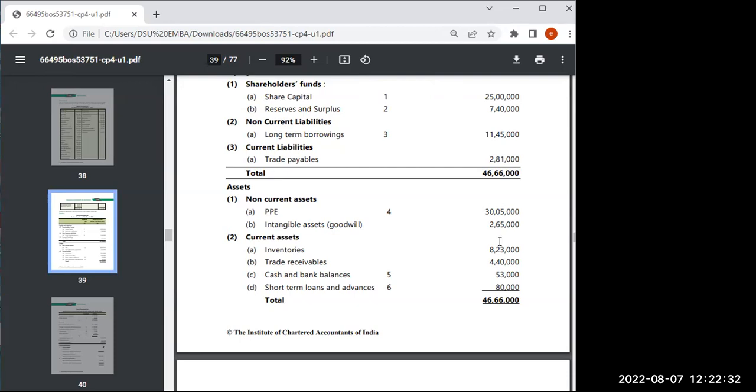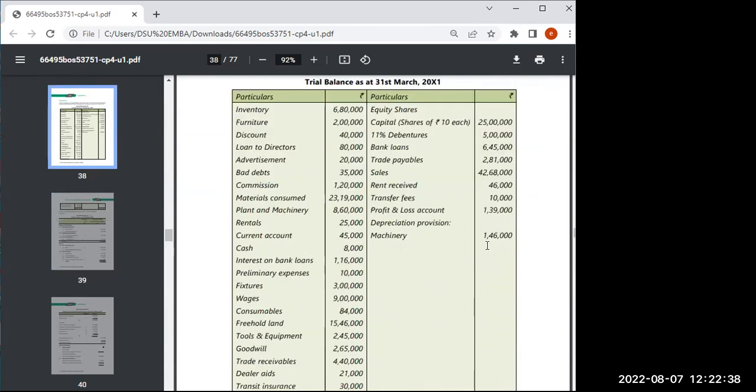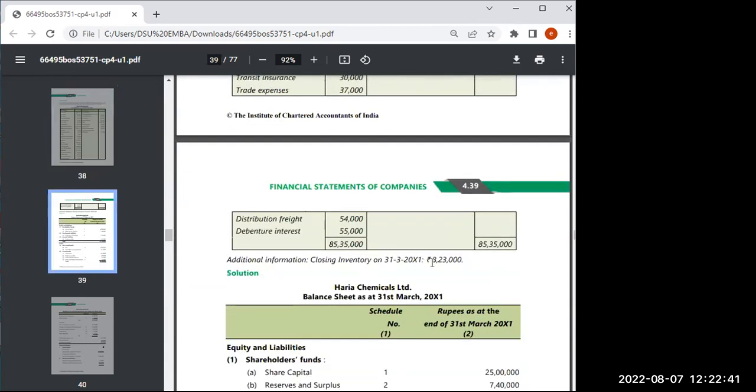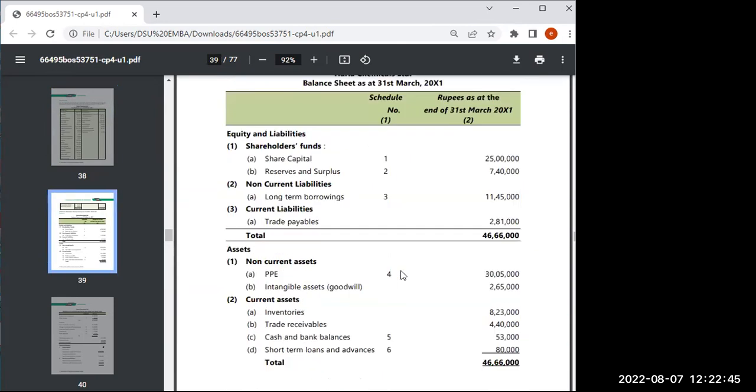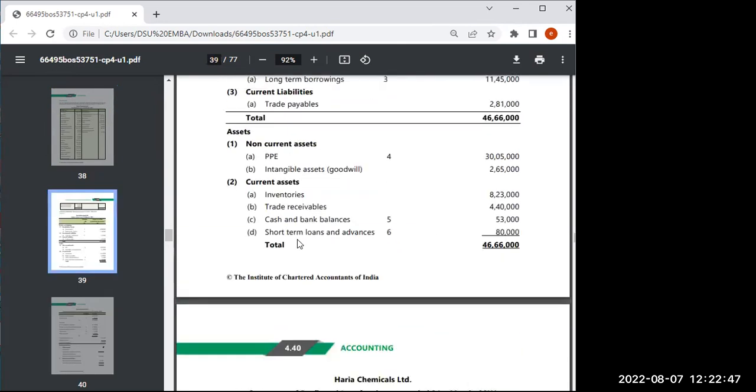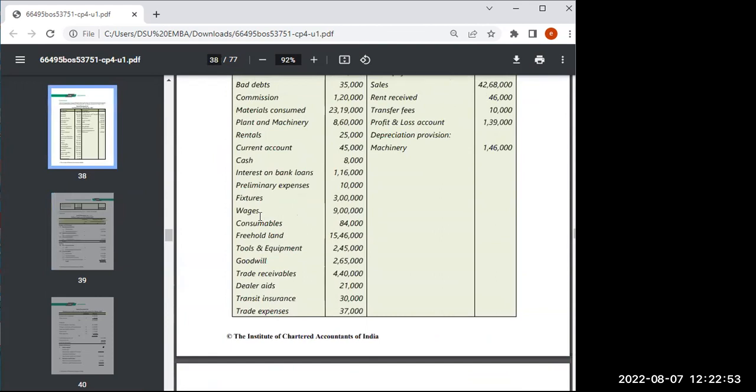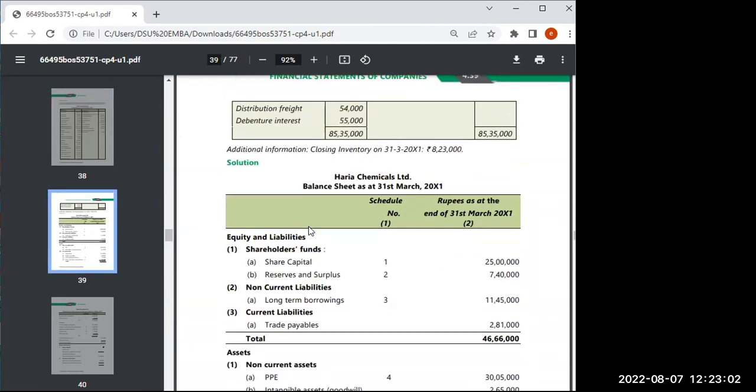Adjustment. How much was it given? Look at the adjustment in the question. After the trial balance, there is an amount given, 8,23,000. That's called closing inventory. That will come under balance sheet under the name of inventory. 8,23,000. Then trade receivable. Trade receivable we have to find in the debit side of the trial balance. Look at this trade receivable. 4,40,000.